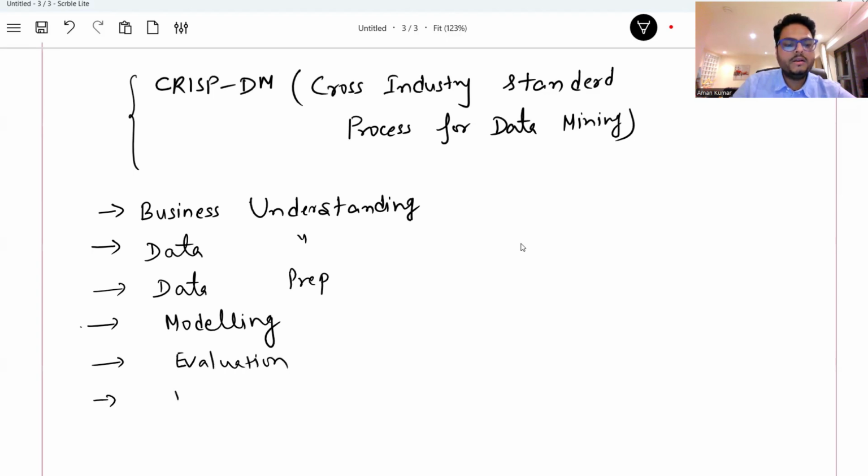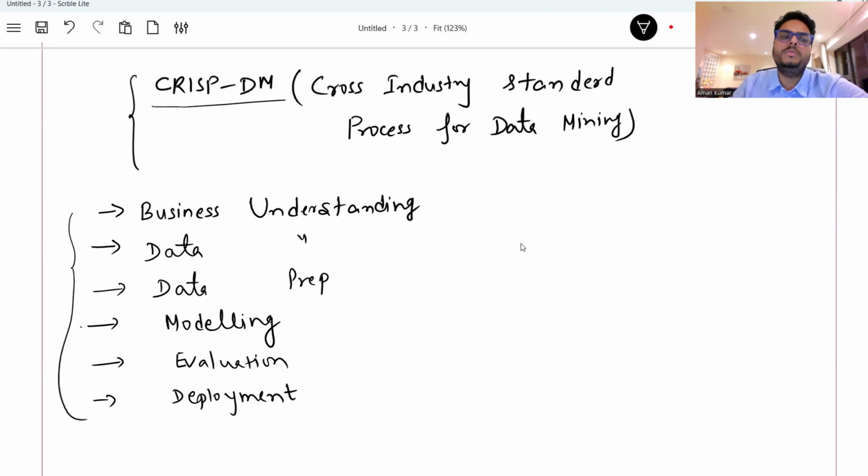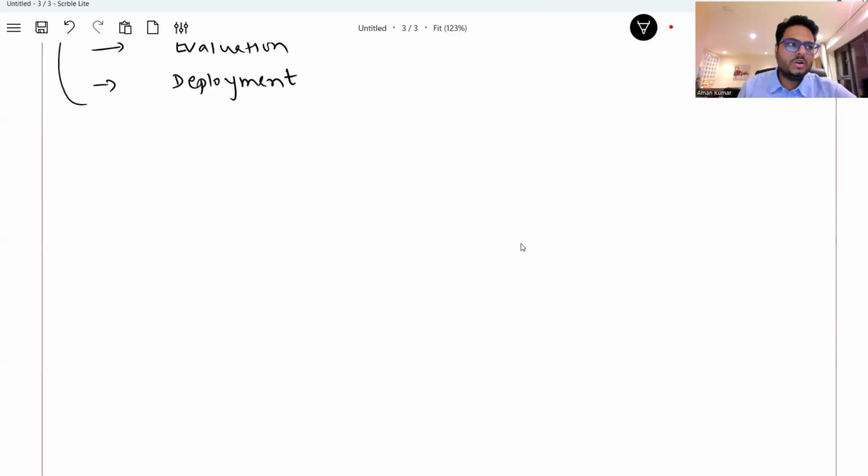Evaluation and deployment. All these things you need to do, and this is a standard framework that is not related to any industry. Cross industry, these things you need to do if you are doing data mining or data science or data analysis kind of work. So this is called a repeatable structured process for end-to-end data science projects. What is the name? CRISP-DM. So you will hear this name sometimes in references. So remember, they are talking about this only.